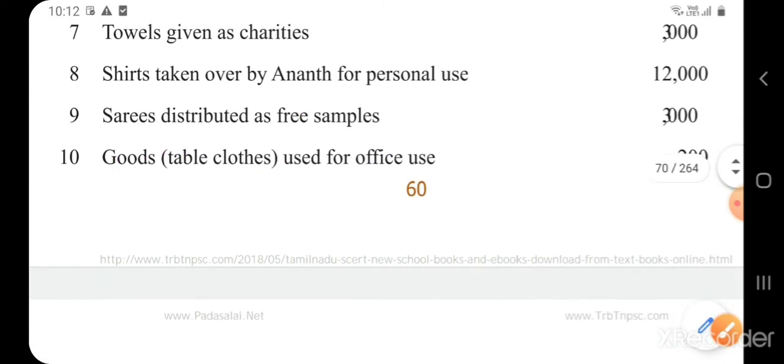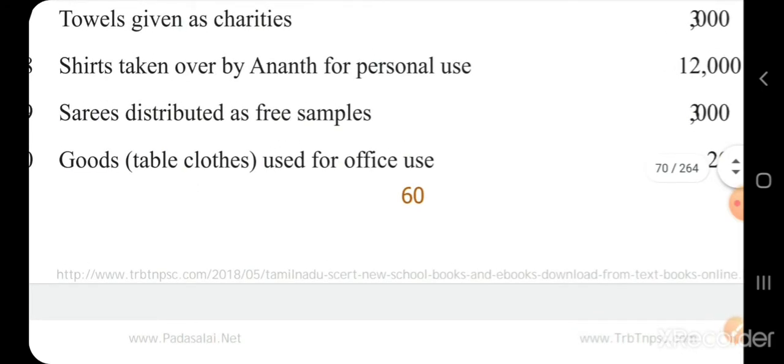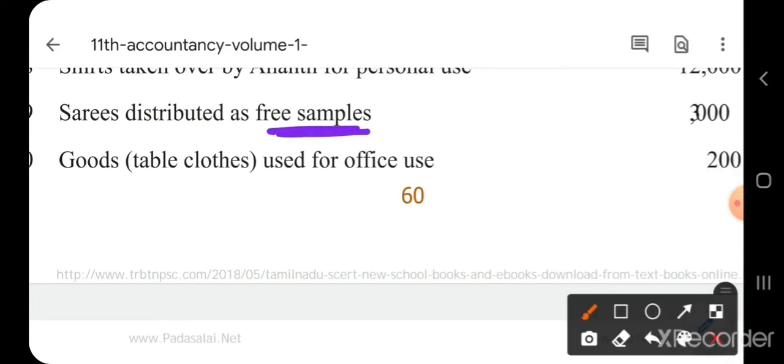Next one, sarees distributed as free samples. Now free samples, you won't open a separate account. When do you distribute free? In order to promote your sales, in order to increase your sales only, you will give free samples, isn't it? So that you can categorize as sales promotion activities. Every company will have some sales promotional activities, so you open a separate account for sales promotion. And sarees will be given out of the stock, again out of the purchases.